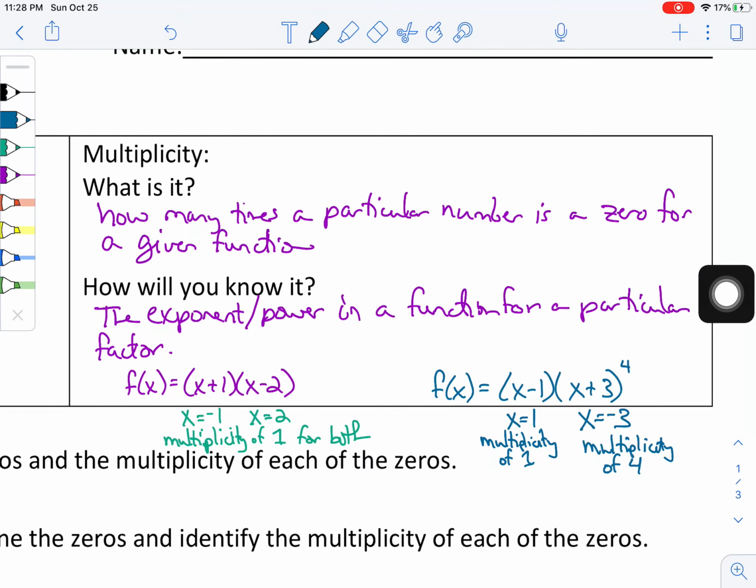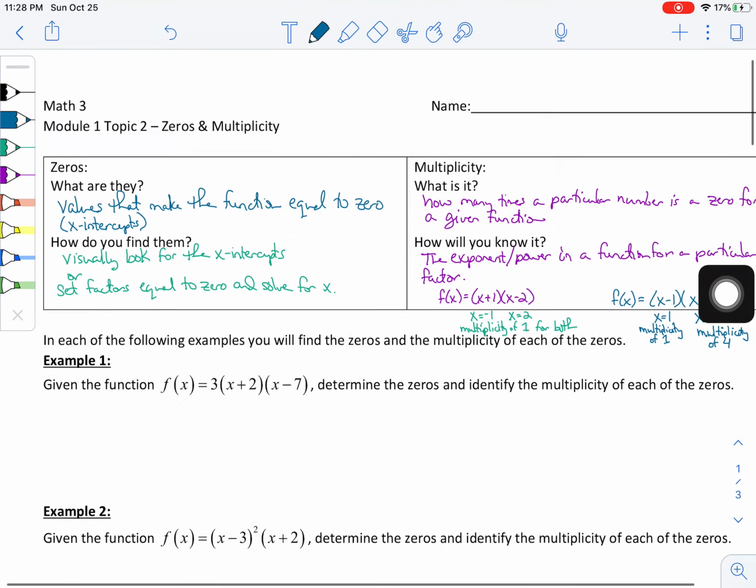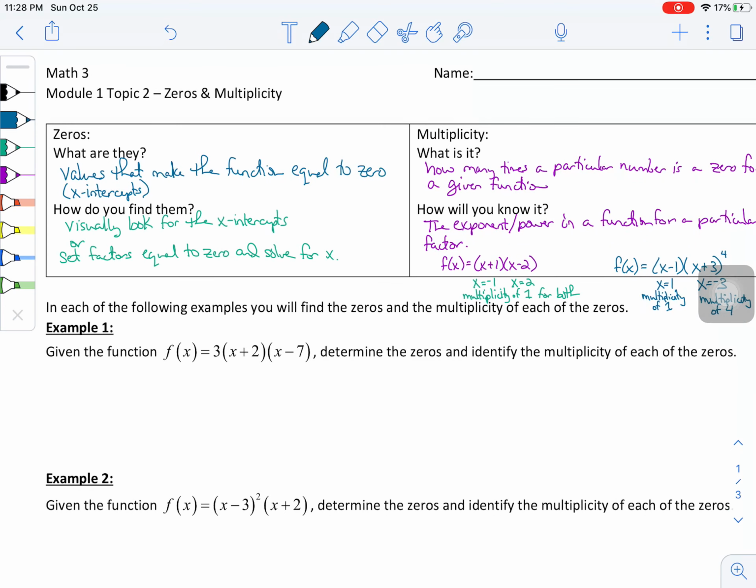All right, so let's get into the actual examples here. We have this function. It says determine the zeros and identify the multiplicity of each of the zeros. I want to go into this function. And we actually have this 3 as a factor as well, but because it doesn't have a variable x, it's not going to actually create a zero for us. We can't make the function equal to 0 when it says 3.